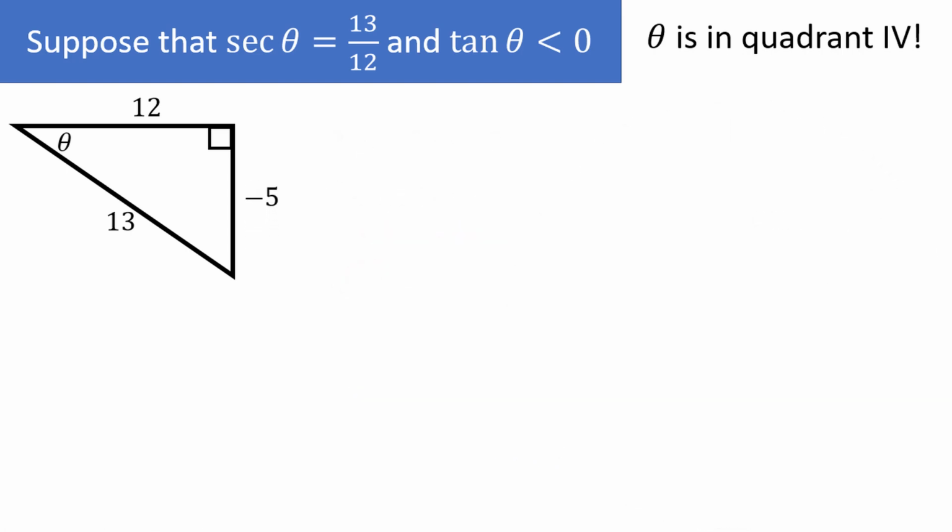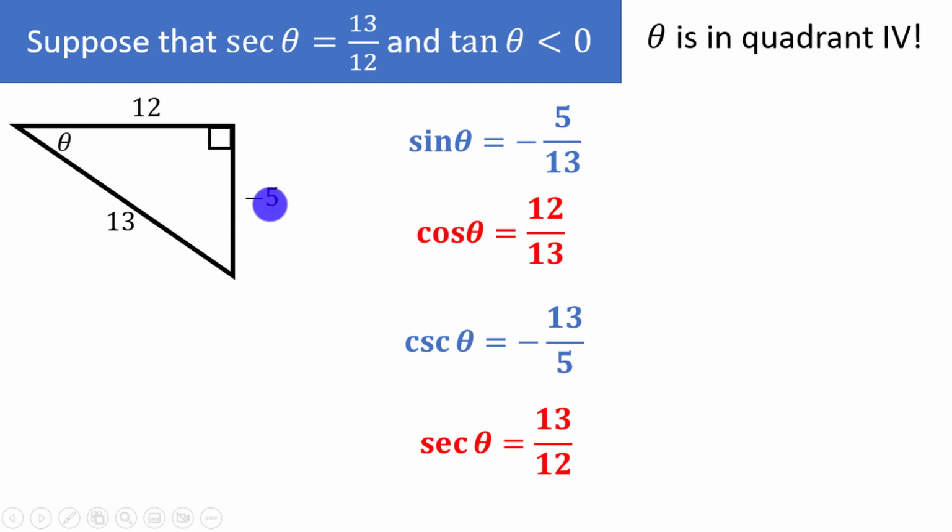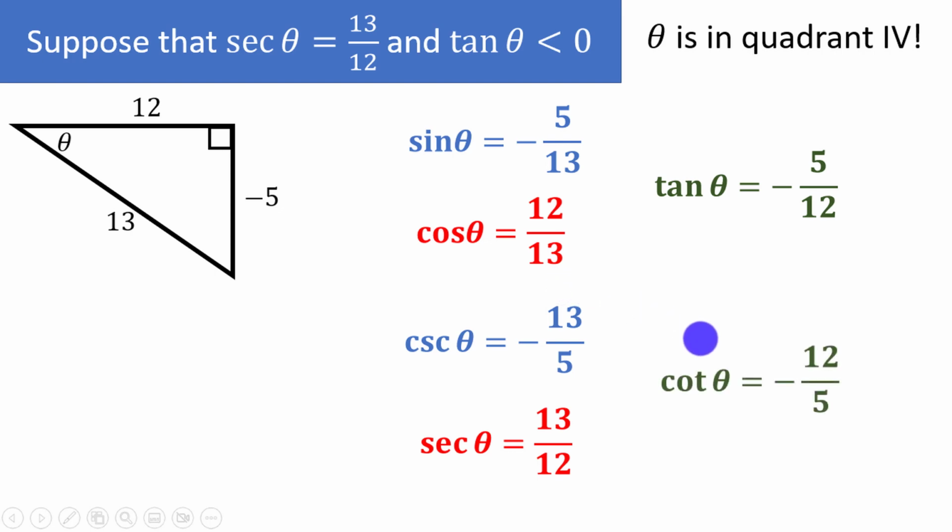Let's find the 6 trigonometric ratios. We already know secant is 13 over 12, which means that cosine must be the reciprocal, or 12 over 13. Sine is opposite over hypotenuse, or negative 5 over 13. Cosecant is the reciprocal of that, or negative 13 over 5. Tangent is opposite over adjacent, or negative 5 over 12, and cotangent would be the reciprocal, or negative 12 over 5.